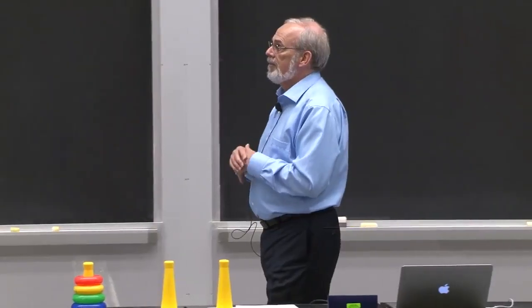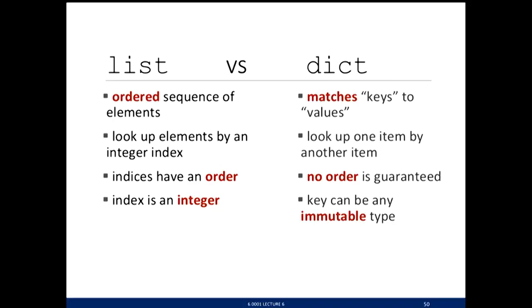And so if I compare these two, lists are ordered sequences indexed by integers. I look them up by integer index, and the indices have to have an order as a consequence. Dictionaries are this nice generalization. Arbitrarily match keys to values. I simply look up one item by looking up things under the appropriate key. All it requires is that the keys have to be immutable.